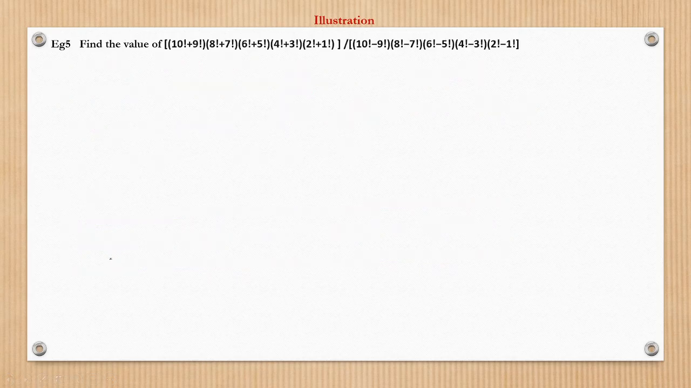Now we'll move on to the next question. Here is the question, I just rearranged it. It is like (10 factorial plus 9 factorial) into (8 factorial plus 7 factorial) into (6 factorial plus 5 factorial) into (4 factorial plus 3 factorial) into (2 factorial plus 1 factorial).